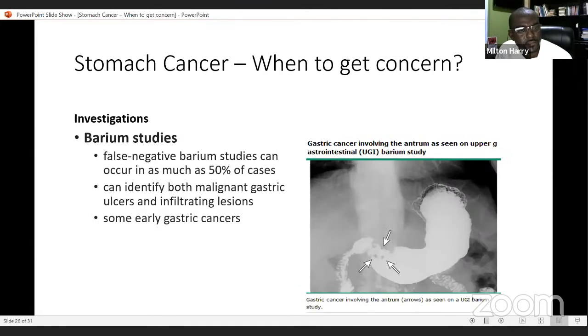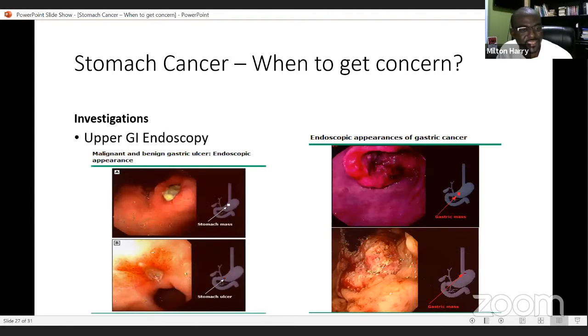Briefly, barium meal: you have to bear in mind that it has a high false negative rate. Up to 50% of cases are missed on barium meals. So the gold standard is to have an endoscopy done. An upper GI endoscopy will pick up ulcers. If you're looking at the diagram here, the one on the top is a malignant ulcer, whereas the one below is not cancerous. Or you can see frank cancers. The big growth can be seen there at the time of endoscopy, and biopsies will be done then.